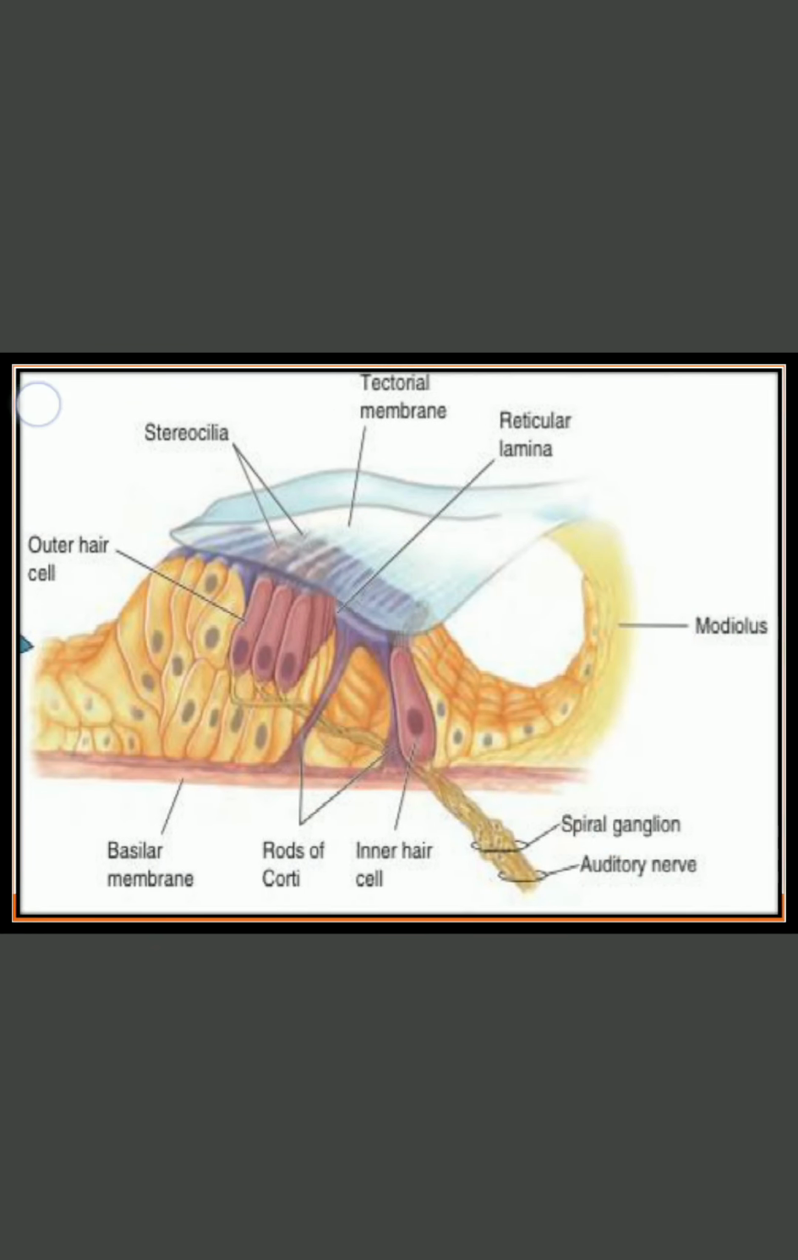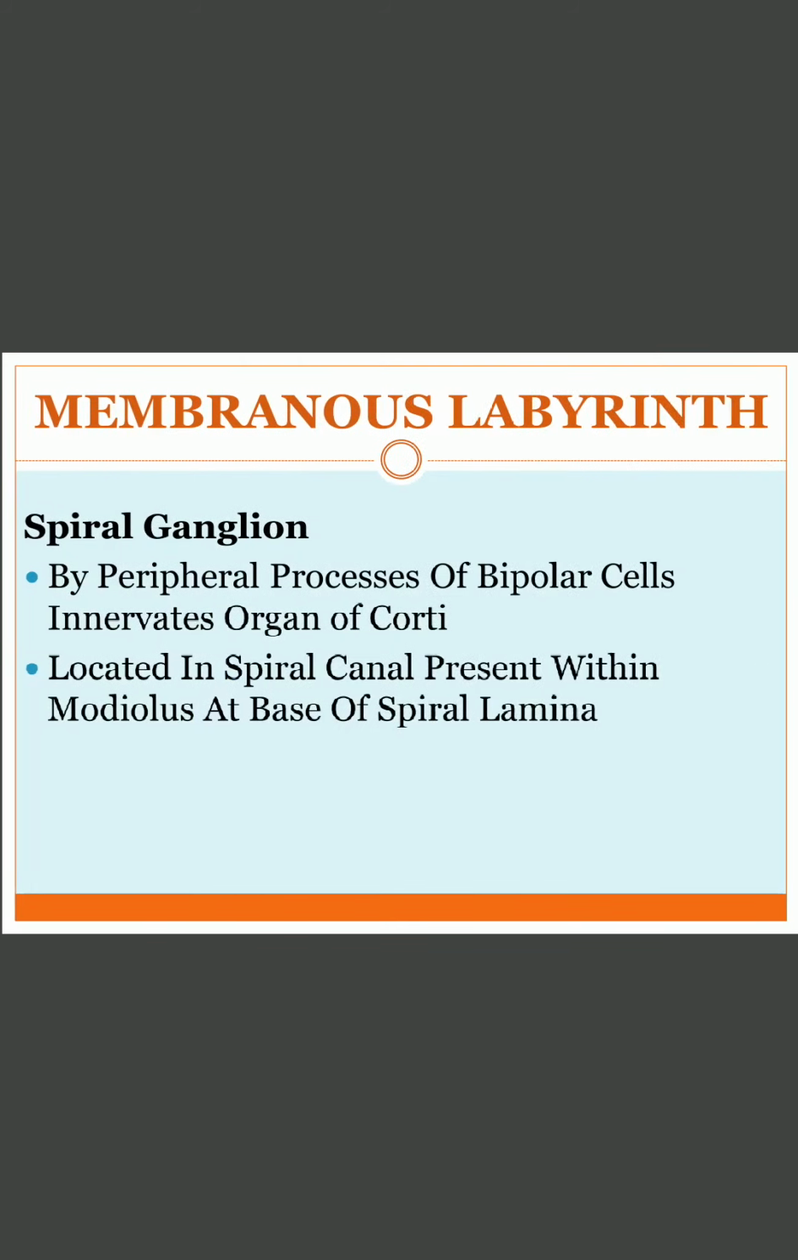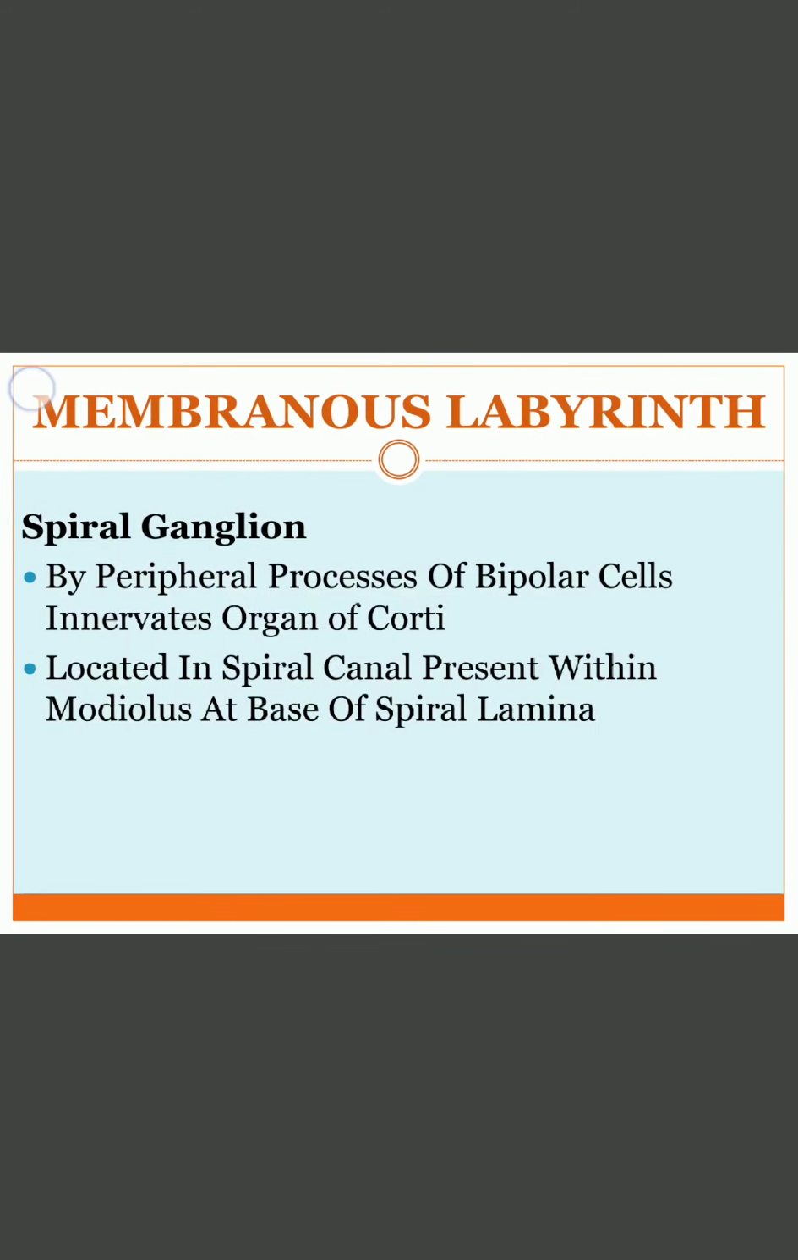So this is the magnified organ of Corti, which is present in the scala media. You can see the rods of Corti, and you can see the outer and inner hair cells, and they are embedded into this tectorial membrane, the gelatinous membrane above. The spiral ganglion, basically, is a group of neuronal cell bodies, and it innervates the organ of Corti.